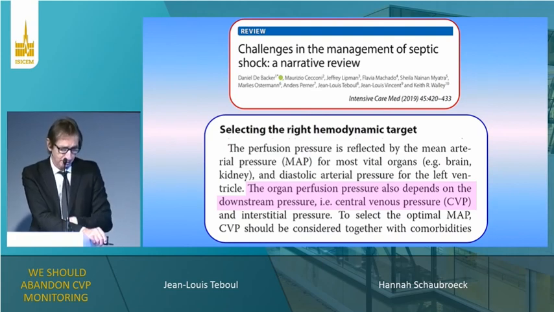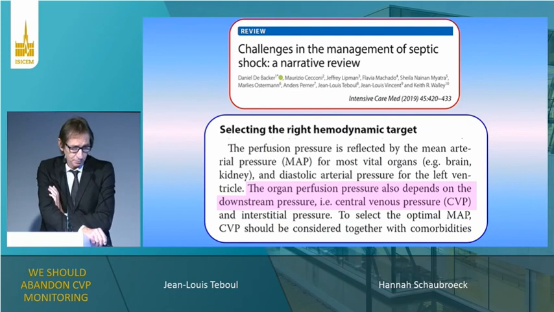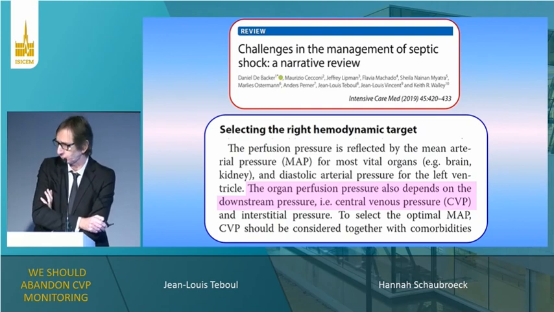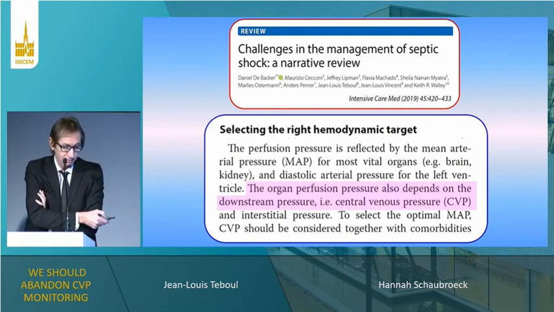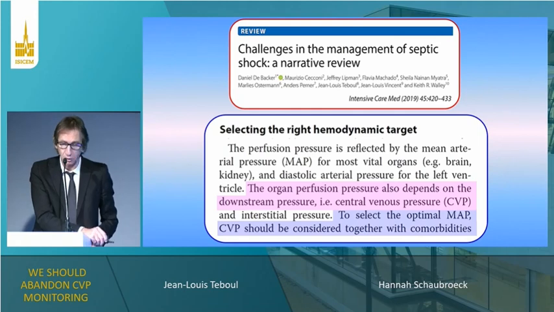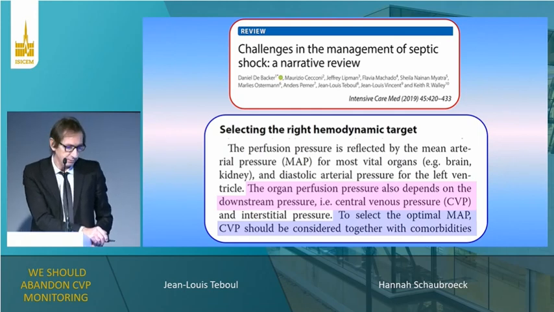And Daniel De Backer and others in this paper said the organ perfusion pressure also depends on the downstream pressure, which is very important. That is to say, the central venous pressure. And at least to select the optimal MAP, CVP should be considered together with comorbidities.